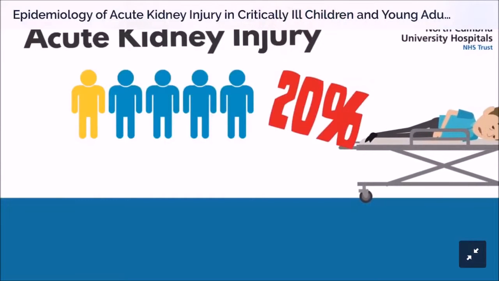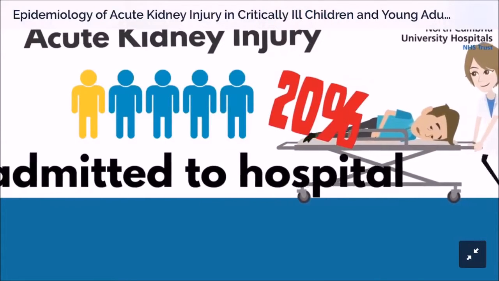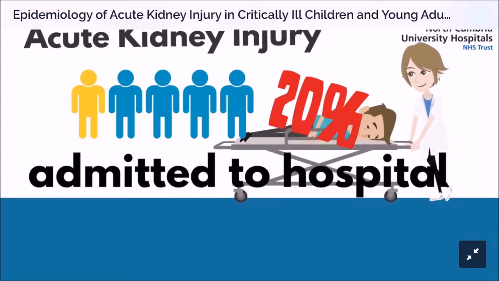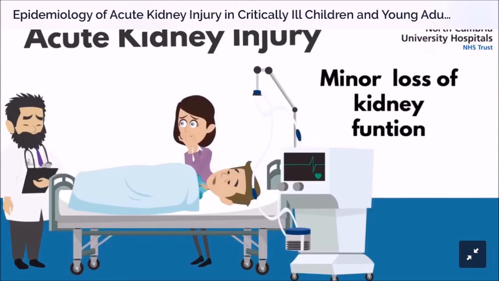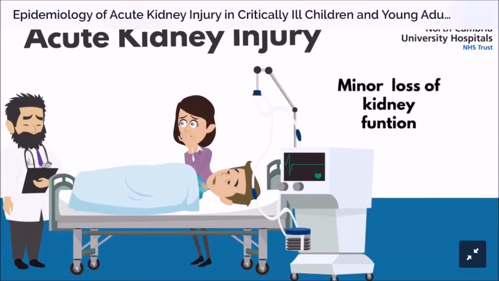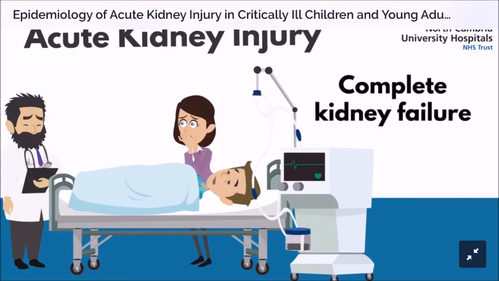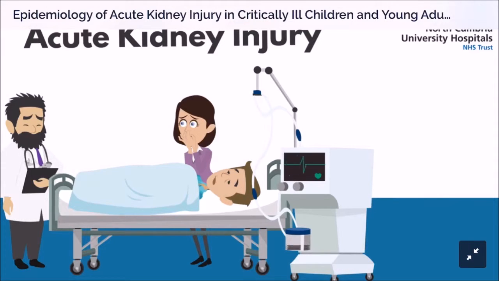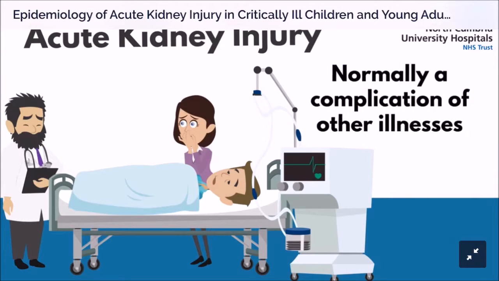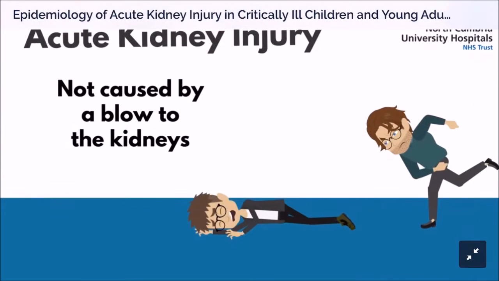It's estimated that 1 in 5 people admitted to hospital each year as an emergency has an acute kidney injury. Acute kidney injury can range from minor loss of kidney function to complete kidney failure, and it normally happens as a complication of other illnesses. It's not, as the name suggests, caused by a blow to the kidneys.